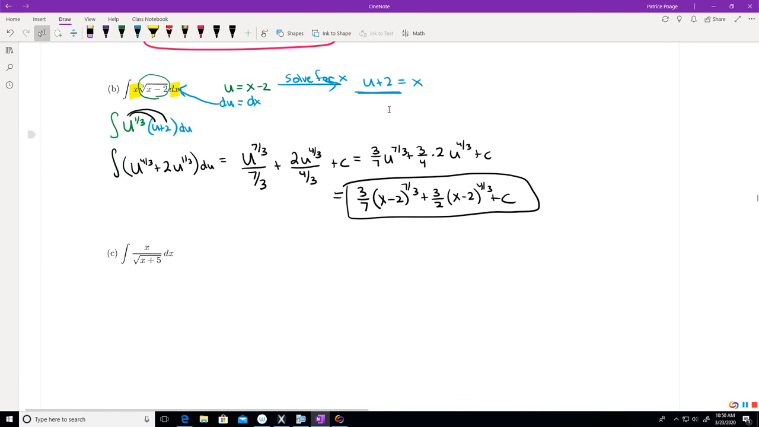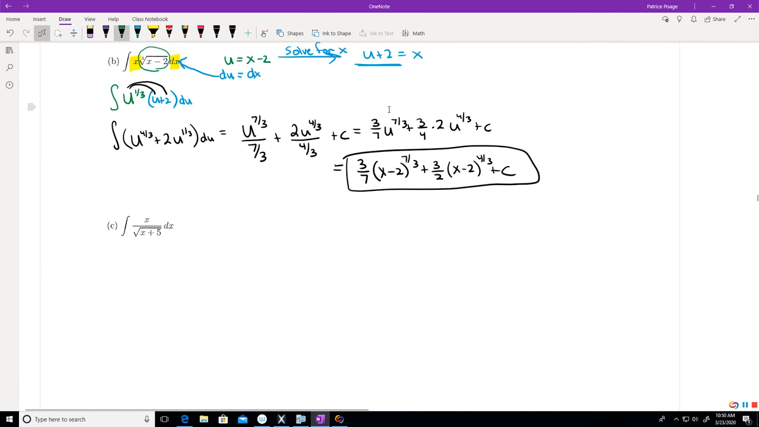All right, one more of these. It's a fraction, so I'm going to think of it as 1 over, instead of square root, I'm going to write x plus 5 to the half times x dx. I'm going to choose my u. My u is x plus 5. Derivative of u would be 1 du equals 1 dx. Okay, so I need to replace x dx. So this part right here is the integral of 1 over u to the half.